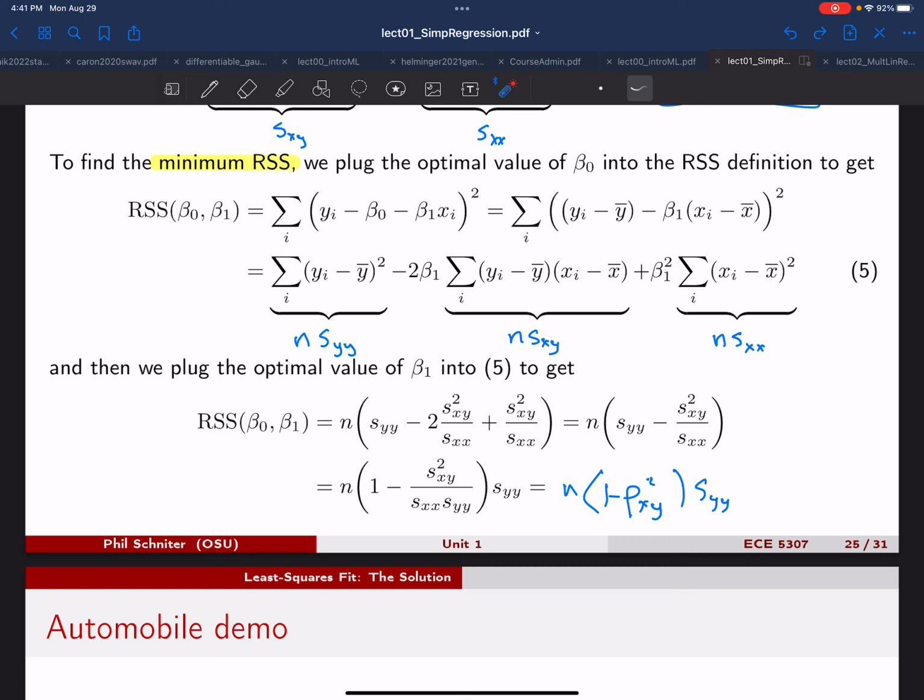Maybe we should normalize by n. We should look at RSS divided by n. And now this quantity will not grow with the data set size. It'd be a little bit easier to interpret. So that's one thing we're going to do.